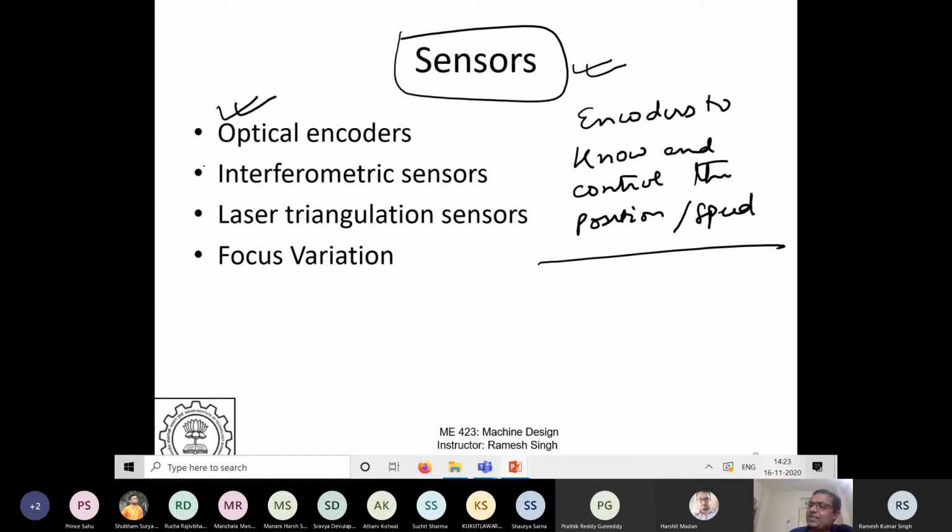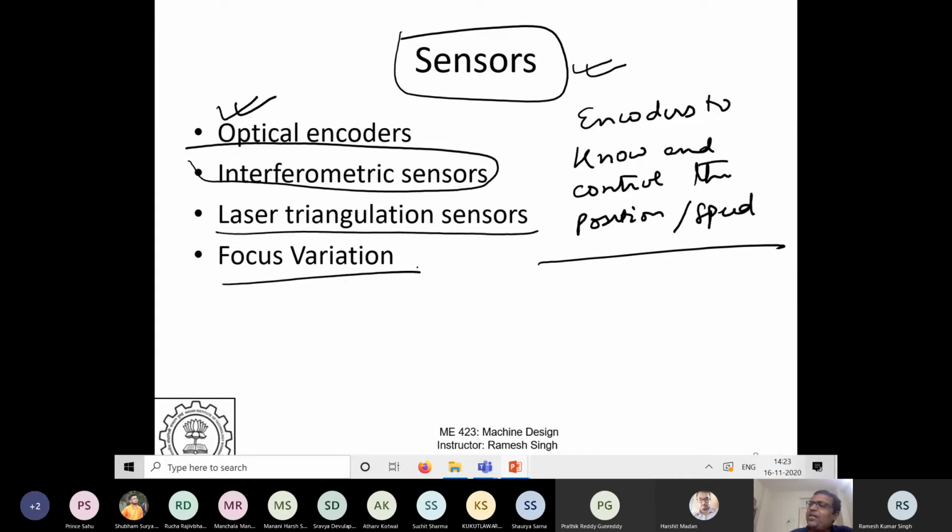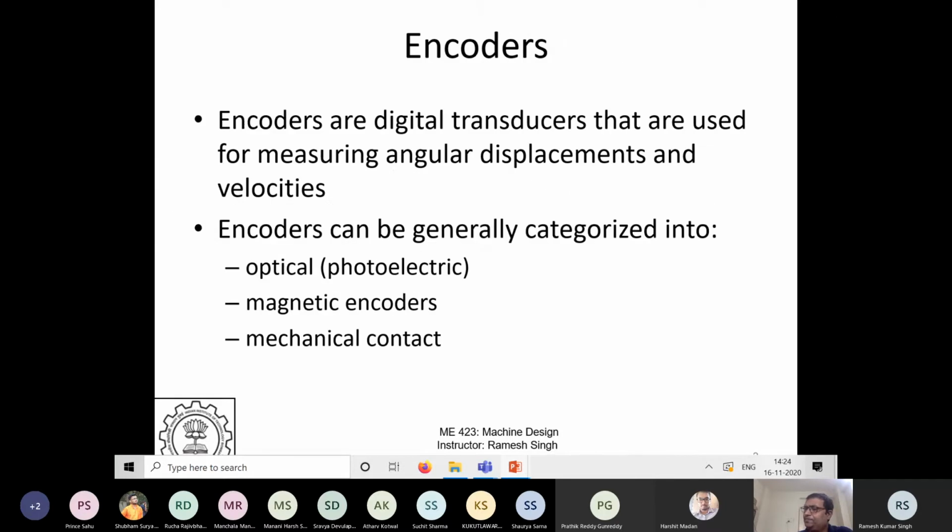If you need very precise location, there are interferometric sensors, which are used only in lithography systems, very, very precise systems. Then there are other ways to do it: laser triangulation and focus variation. They typically are not used for machine operation, but triangulation people can use for machines. Focus variation is not for machines, but more for metrology, for measurement. But I'll still talk about it. So there are optical, interferometric, laser triangulation sensors, and focus variation. These are some of the sensors we will talk about today, and this will be the last class today.